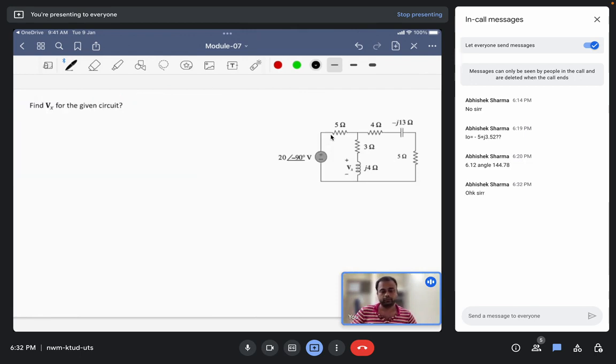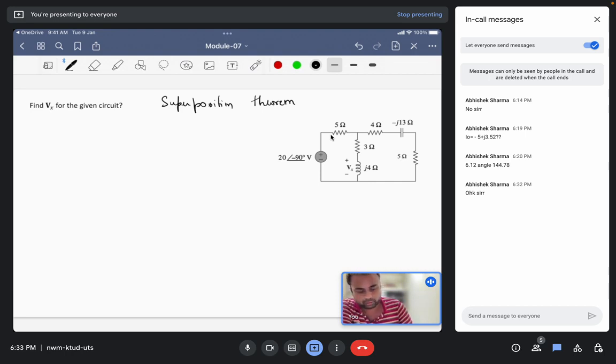So in the next problem, we have to find Vx, that is the voltage drop across the inductor J4 for the given circuit. So in the given circuit, we can use any network theorem that we like. As you can see, there is a voltage source directly connected to a series resistance. So we can use superposition here. So first of all, we have to convert the voltage source into a current source, and the resistance then will come in parallel.